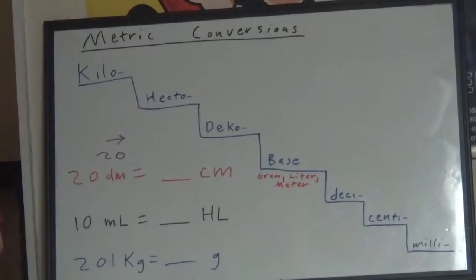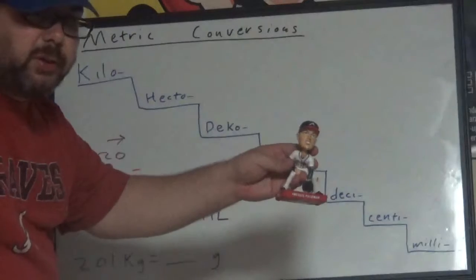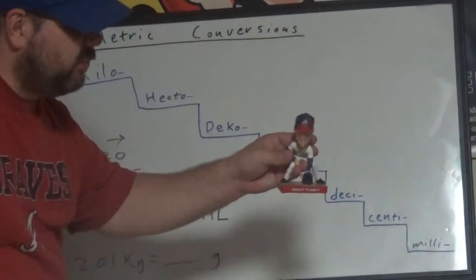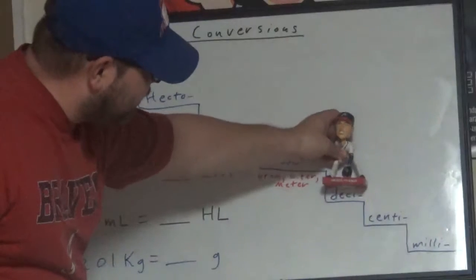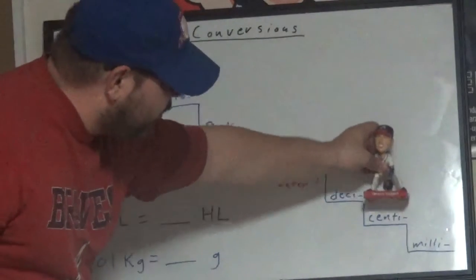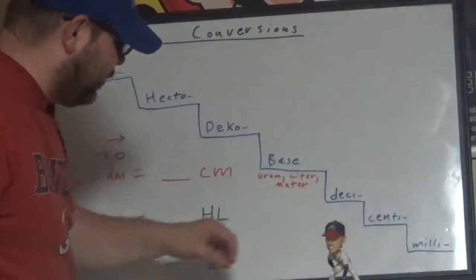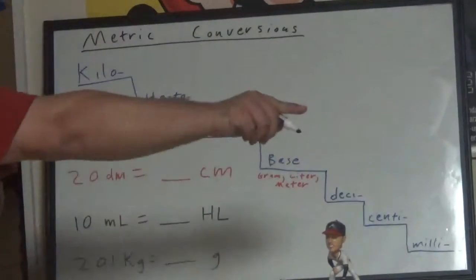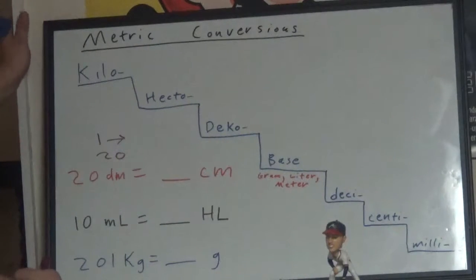Shoot. We're doing this just because I'll get Freddie Freeman to help me. Do you agree, Freddie? He agrees. So, Freddie Freeman is going to start in deci. He's going to take one step down to centi. One step, again, to the right. So I'm going to do the right one step. One to the right.